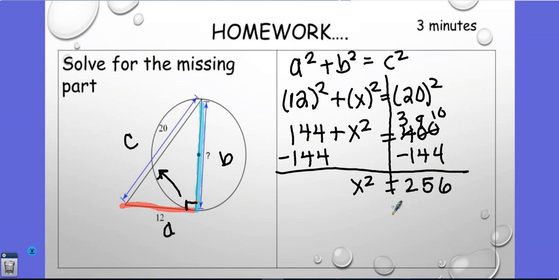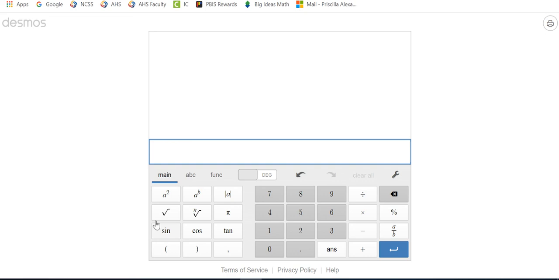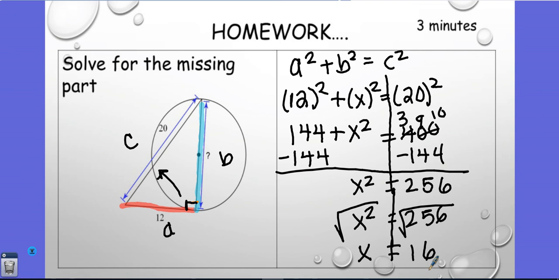Now you can use your calculator to double check behind yourself. And let me make sure I'm right. 2, 3, that makes this 10. Yep, everything's good. So x squared equals 256. And now we need to solve for x. The inverse of something squared is to take its square root. So x equals, and let's go get the square root of 256. And that is 16. So x equals 16. And we did it. We found that missing part.